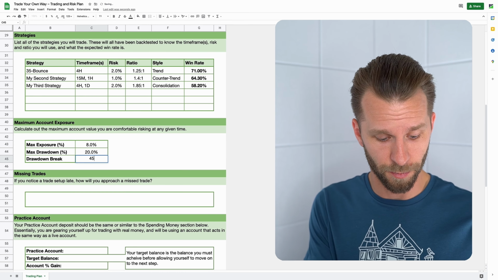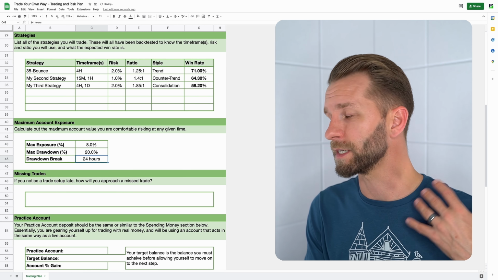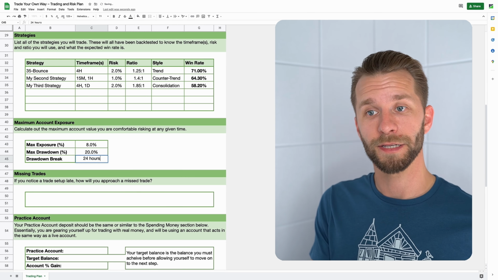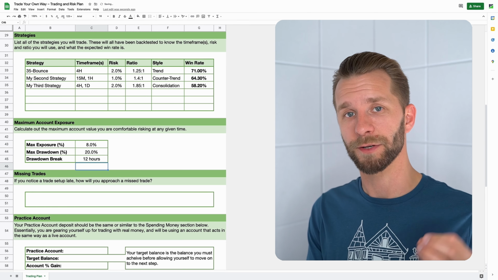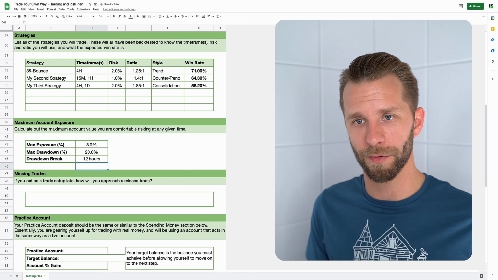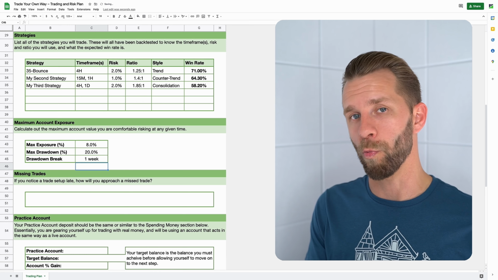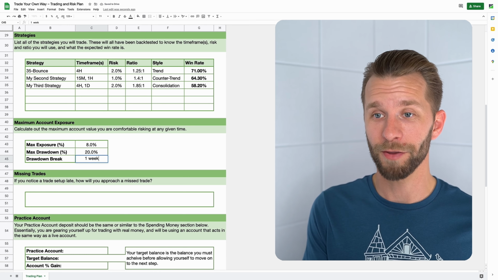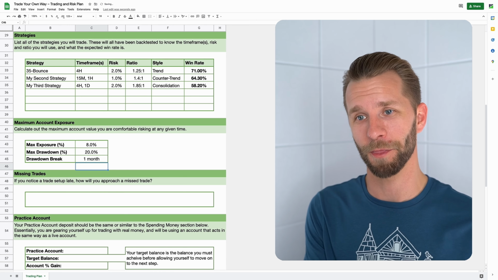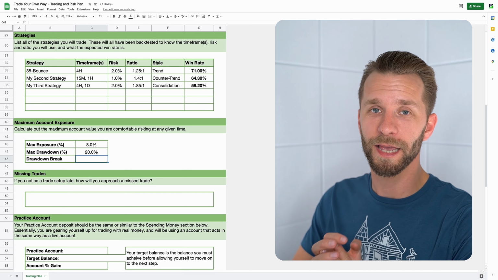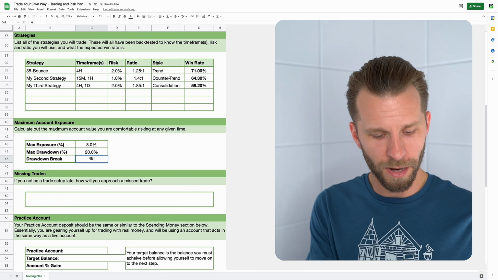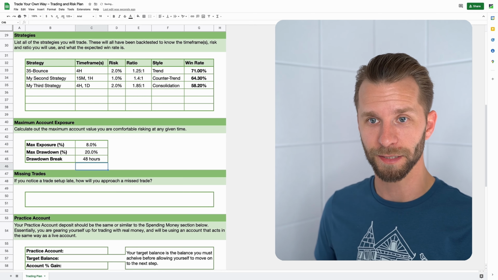So we could say this could be 24 hours. Maybe you just need 1 day away from it. Maybe some of you who are very eager want to just take 12 hours out, take half a day off and be okay. Some of you might say, this has been stressing me out. I need a week off. Some of you might be very stressed and say, I need a month off. This is once again going to be completely up to you. I'm going to set mine for now to be 48 hours.